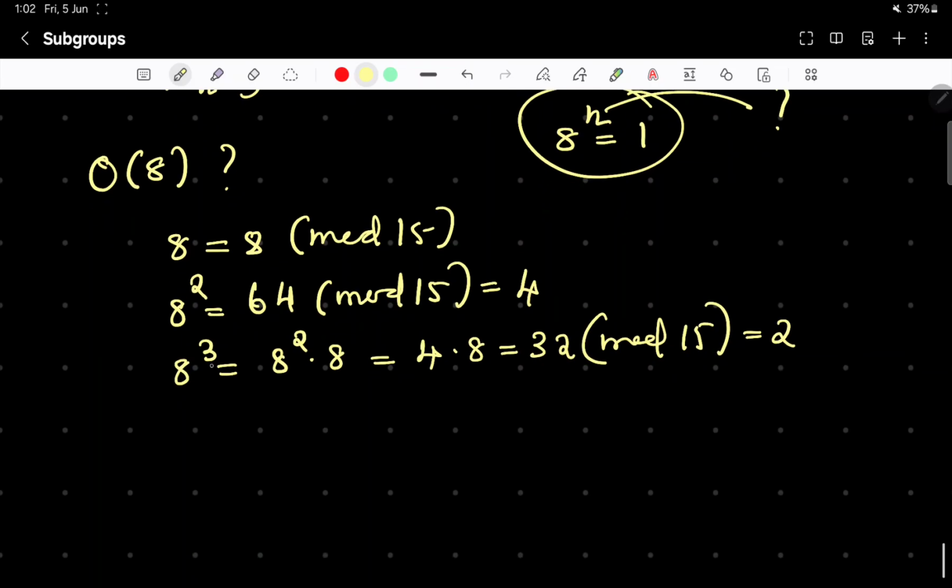So 8 raised to 3 is 2. Now find 8 raised to 4. It is written as 8 raised to 3 times 8. 8 raised to 3 is 2, so 2 times 8 is 16.